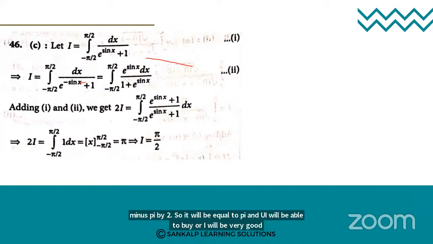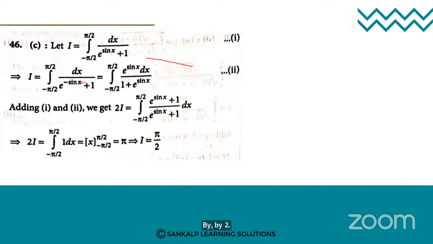In such types of questions, most of the time the answer will be either pi by 2, pi by 4, or pi. Such values only we get. So without simplifying, you can't predict the answer directly. You need to simplify.